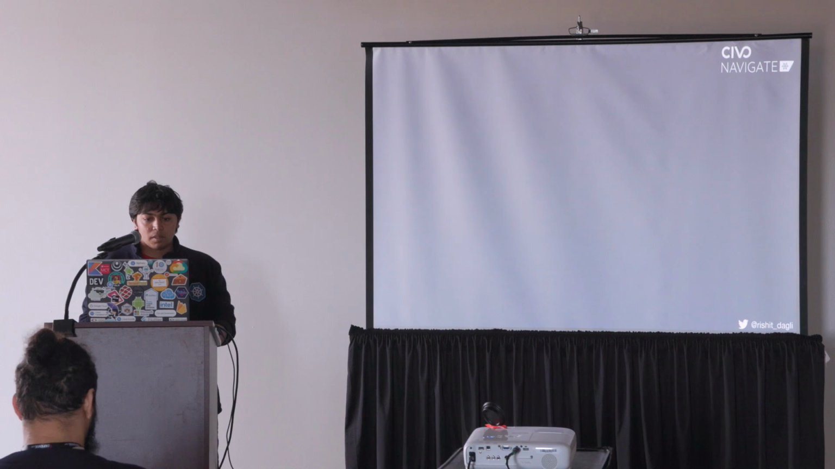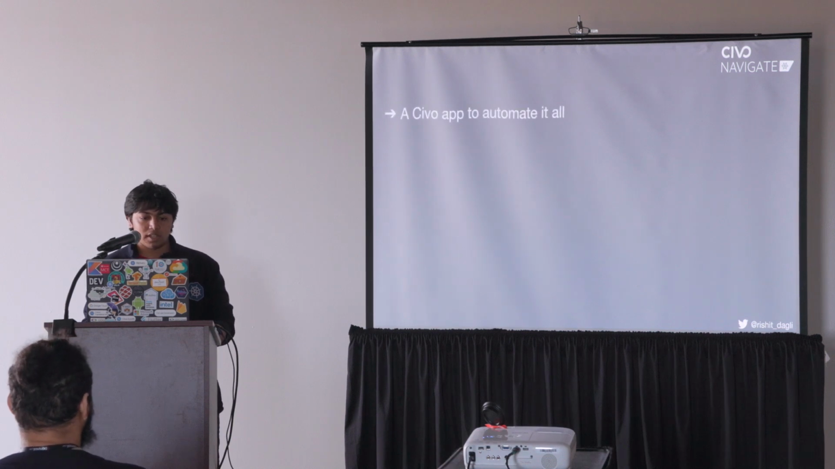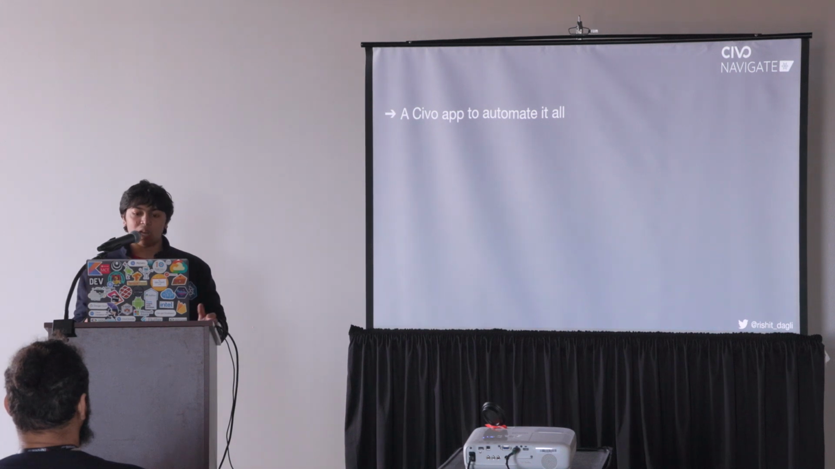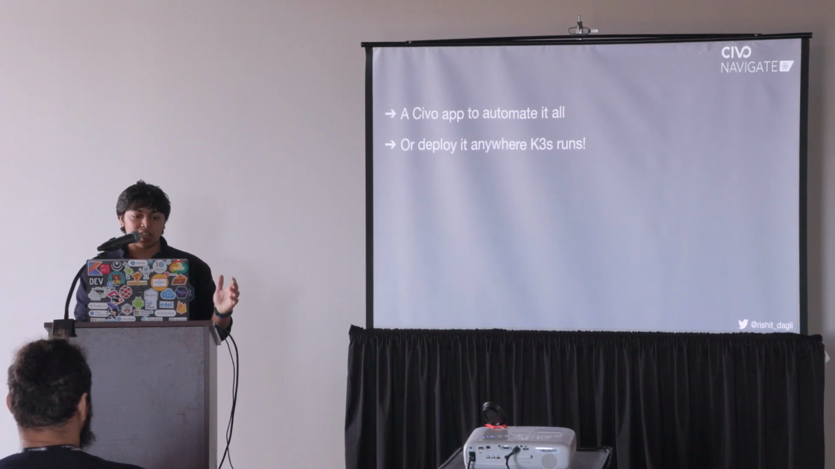So what this helps in doing is have a Civo app to automate it all, and you're not tied to Civo. I'll be showing the demo with Civo, but you're not tied to Civo. You can essentially deploy it anywhere K3s runs, and there are a lot of benefits to this, which I'll talk about, but K3s makes it particularly easier and faster to deploy Kubeflow with all of its resources.